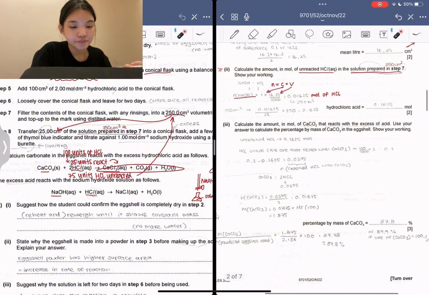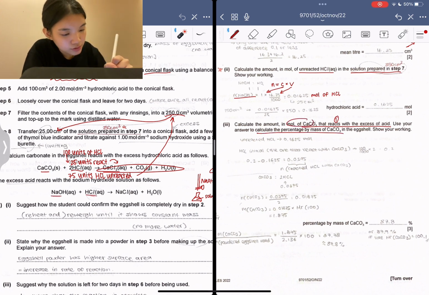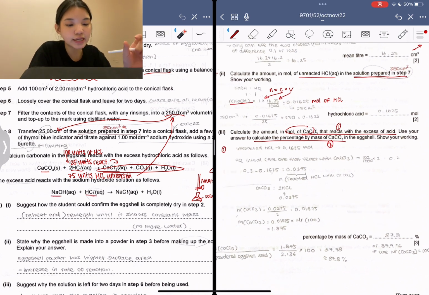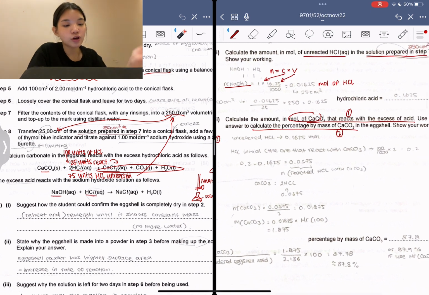Then part III, calculate the amount in mole of CaCO3 that reacts with the excess of acid. Use your answer to calculate the percentage by mass of CaCO3 in the eggshell. Show your working. So first, you want to calculate the amount in mole of CaCO3. Then second, calculate the percentage by mass. Because in the previous question, we already got the moles of unreacted HCl in 250 cm cube, we just need to find the amount of HCl that actually reacts with the CaCO3.